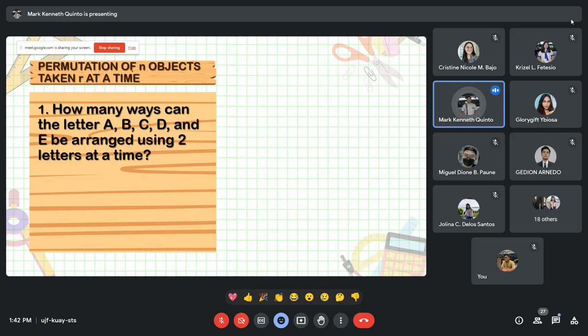So here in our first example, again, the formula that we are going to use is the permutation of n objects taken r at a time is equal to n factorial all over n minus r factorial. So where the value of our n is what? So in our example number 1, the value of n is 5, because we have 5 letters to be arranged, which is A, B, C, and D.